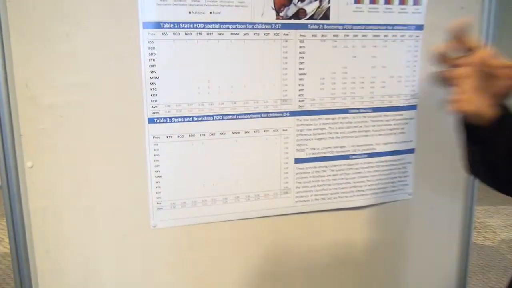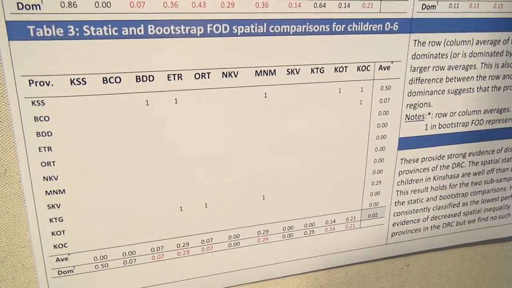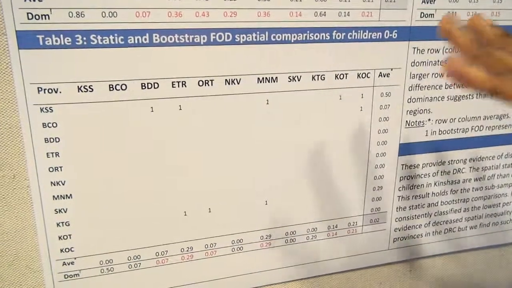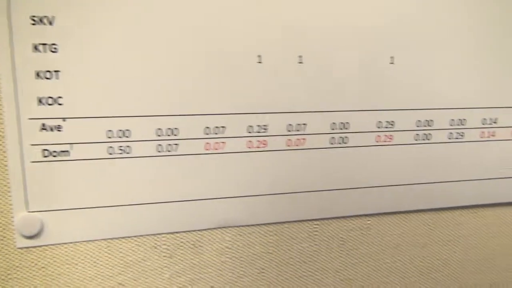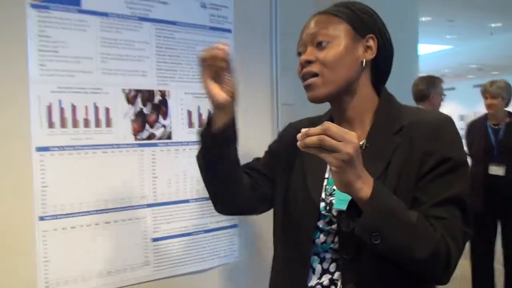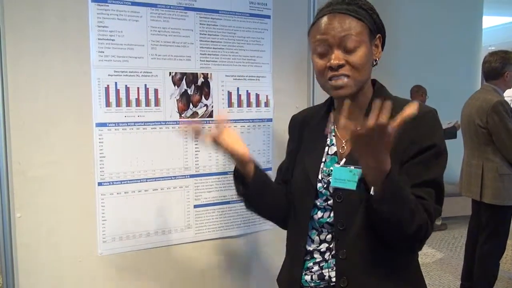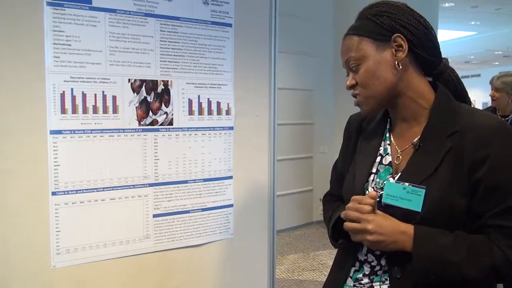I have interpreted this because a further disaggregation of this result shows us that all of the children between 0 and 6 are similar. It doesn't really matter where they are. They all have the same characteristics and have the same deprivation indicators.